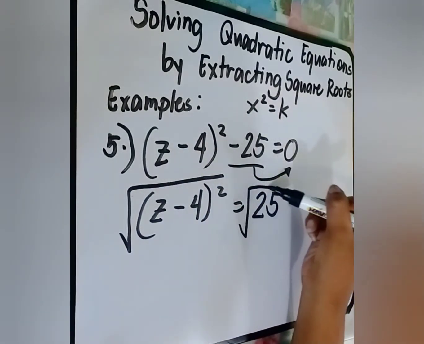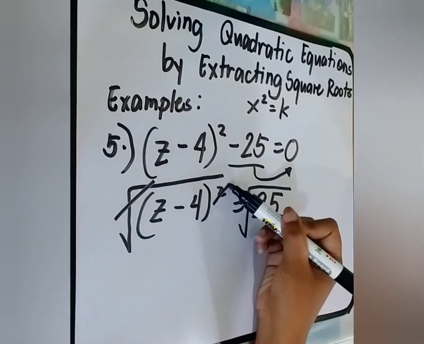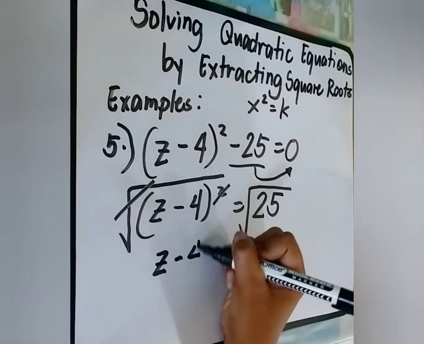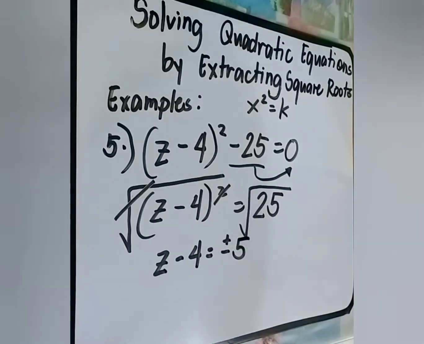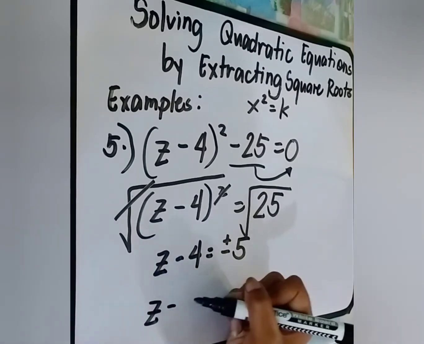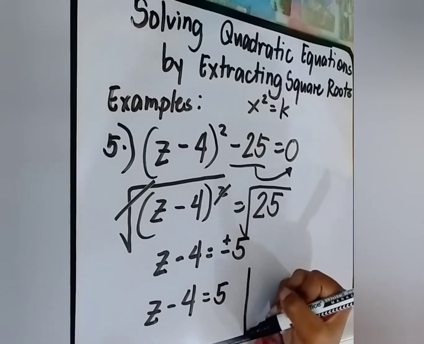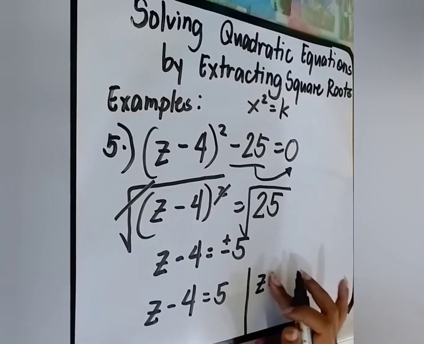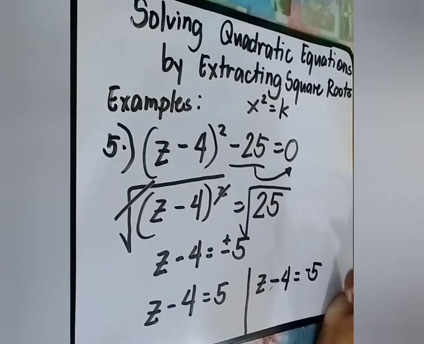And then, get the square root of both sides of the equation. Cancel. Cancel. Yung natira na lang is z minus 4 is equal to positive and negative 5. Kasi ang square root ng 25 is positive and negative 5. Okay, so magkakaroon tayo ng dalawang equation. So, ang una is z minus 4 is equal to 5 or positive 5. And then, yung isa naman is z minus 4 is equal to negative 5.